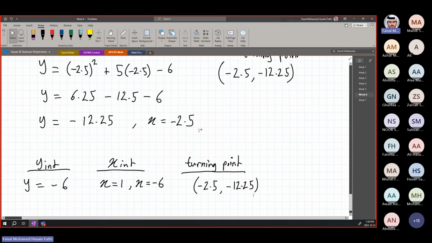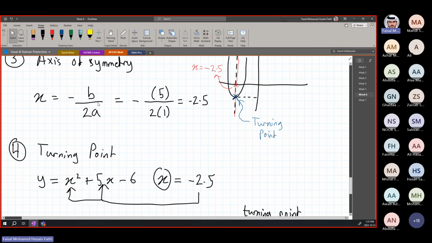The idea is trying to find the turning point itself, because when you find x equal to minus b over 2a, we are just finding one point, which is minus 2.5. The axis of symmetry is only one number that comes out in the answer, which is minus 2.5.